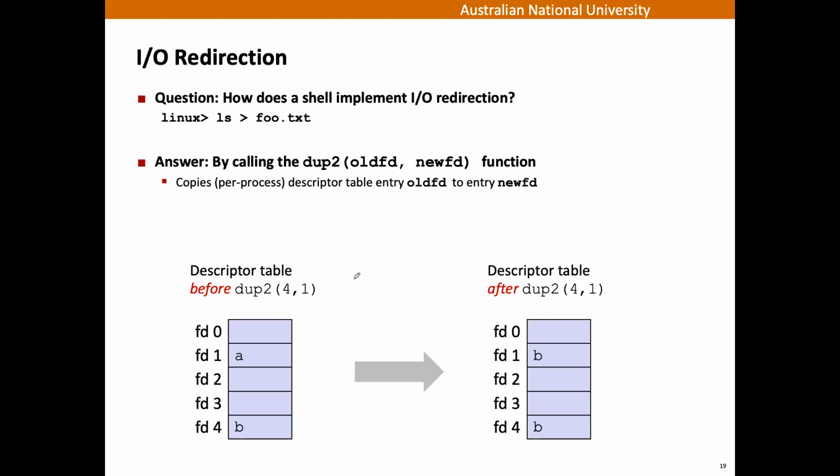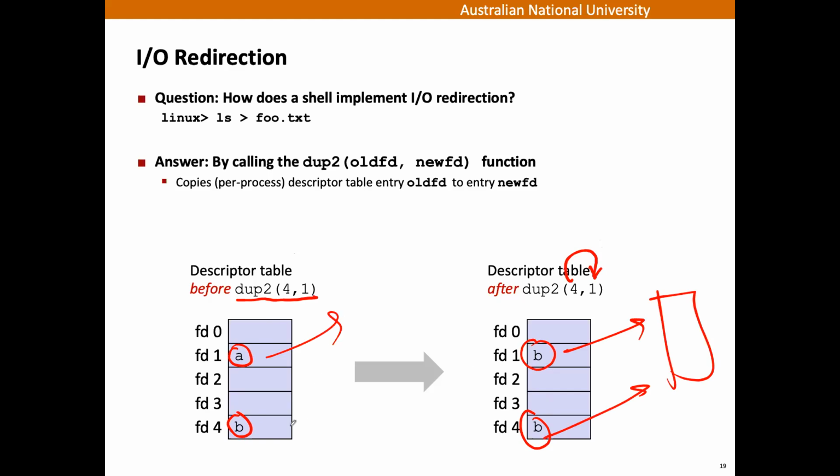And dup2 with these two file descriptors: initially, file descriptor 1 points to A, file descriptor 4 points to B. Calling this will copy this file descriptor to the second one, and then both point to the same file. Here, they're both pointing to different files. So this is what dup2 does.